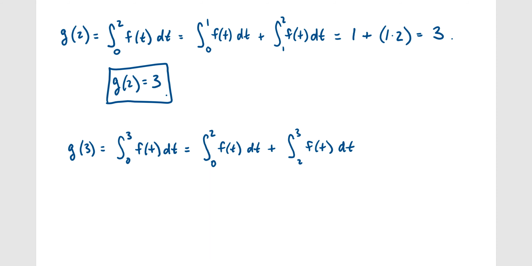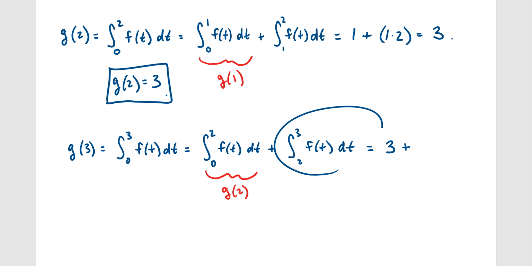The same reason as before is because we already calculated this right here, the integral from 0 to 2, which was g of 2, which is the answer that we just found right above, similar to what we did up here where the answer to this one was g of 1. So now all we have to do is say, okay, that's going to be g of 2, which is 3 from right above, 3 plus, now we need to figure out the integral from 2 to 3.